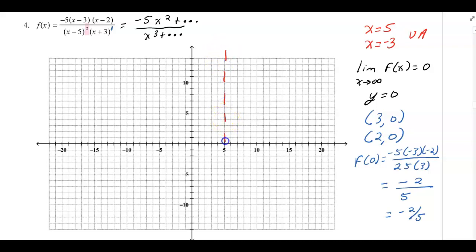So when I go to graph it, I'm going to graph the vertical asymptotes, x equals 5, x equals -3. The horizontal asymptote is on top of the axes. And then the x-intercepts, 2, and it goes through, and 3, it goes through, and the y-intercept is -2/5. So with this information, I should be able to sketch the graph.